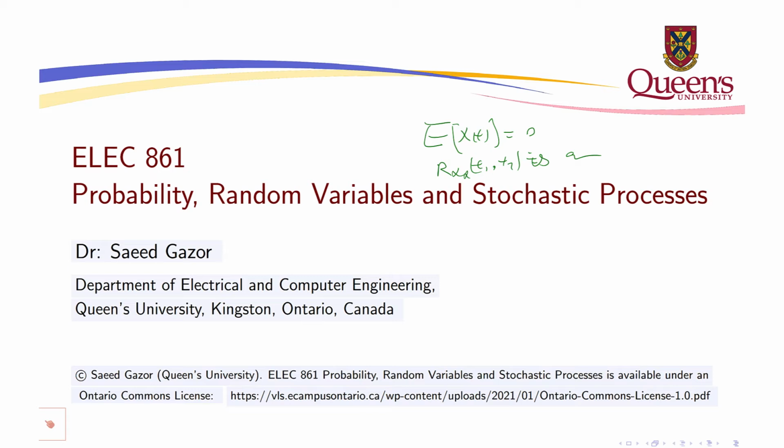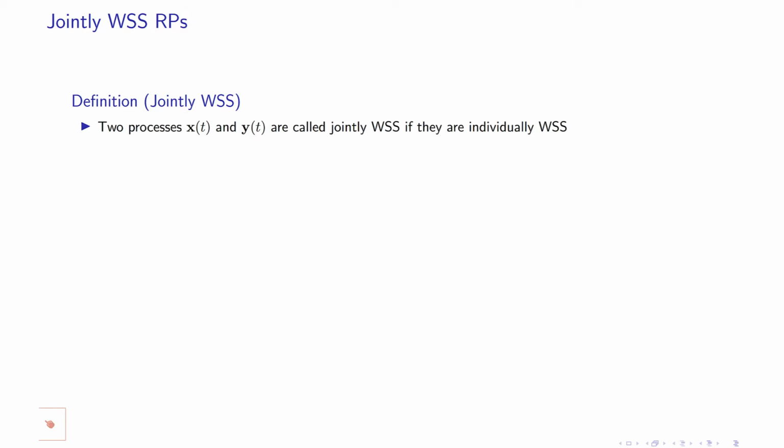For one random process, wide sense stationarity is defined based only on the mean and the autocorrelation or autocovariance function. For two random processes, the definition of joint wide sense stationarity is straightforward. We say that two random processes, x of t and y of t, are jointly WSS, or wide sense stationary, if they are individually wide sense stationary, and also their cross correlation function is only a function of time difference, or if this function is also invariant when you apply the same delay to both t1 and t2.